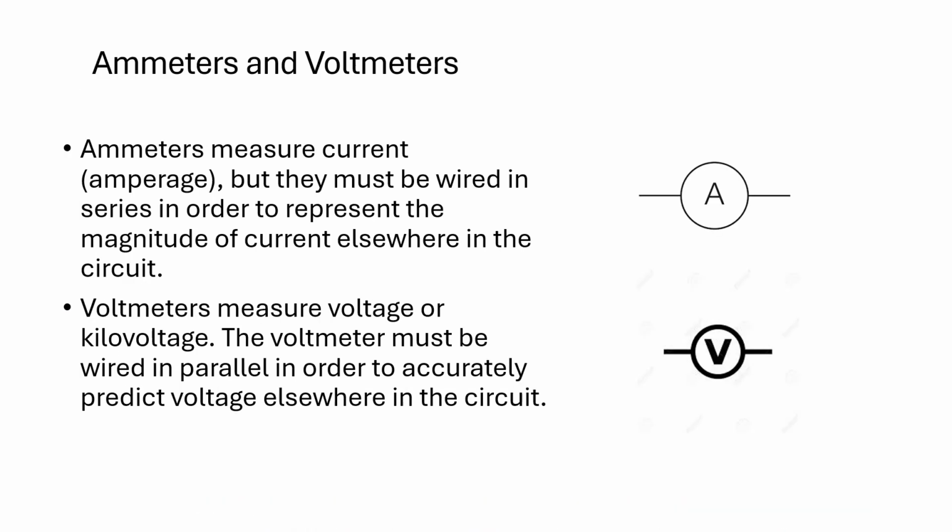Okay. Ammeters and voltmeters are represented by these symbols here. Okay. And so for accurate predictions of both current and voltage elsewhere in the circuit, these meters have to be wired into the circuit correctly, not incorrectly. Okay.